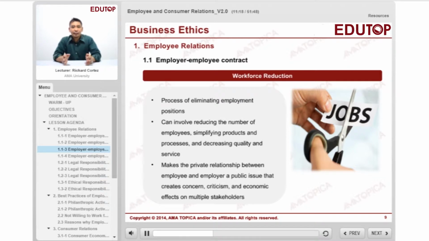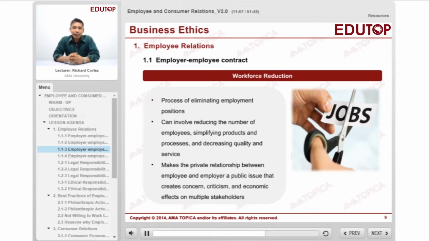Before, it was using 3 employees doing the same job, but workforce reduction can simplify it. It means that only 1 person can do the job of the 3 persons before. Because of technology, we can now do some of those works very easily. So instead of 3, we can now simplify that by using only 1 person. And workforce reduction makes the private relationship between employer and employee a public issue that creates concern, criticism, and economic effects on the individual.